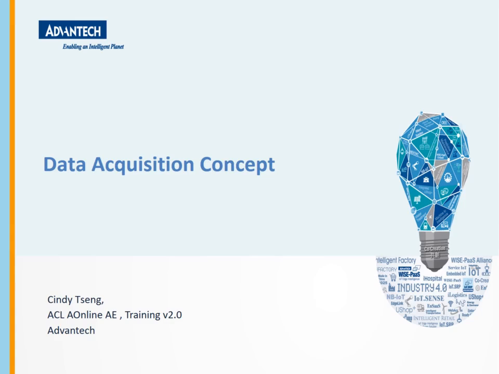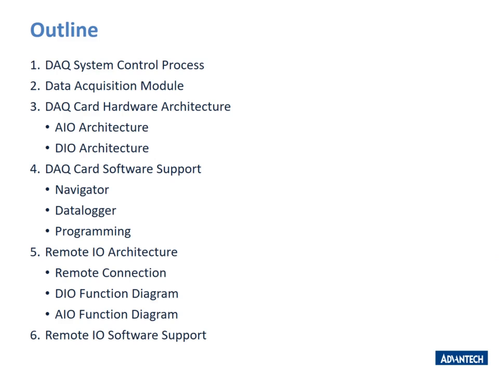In this topic we will talk about the data acquisition concept. The outline of this presentation will go through these 6 chapters. First is the DAQ system control process. In this topic we will take factory machine monitor for example, and explain what is the DAQ system control process.